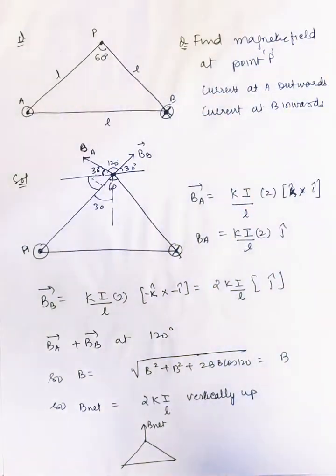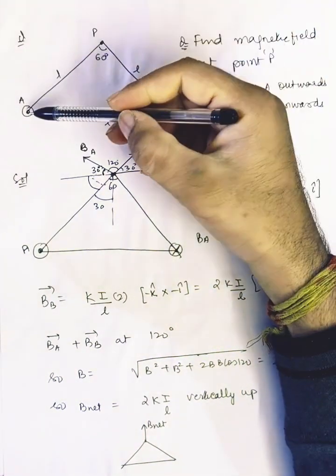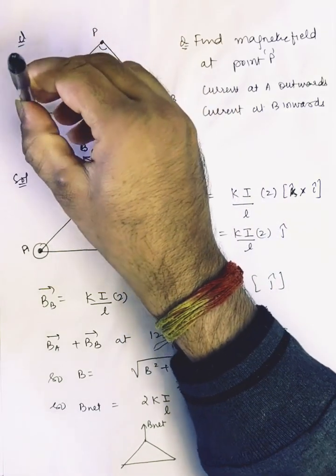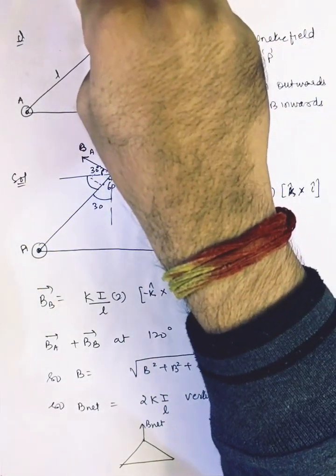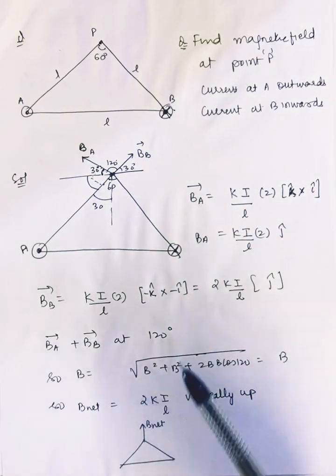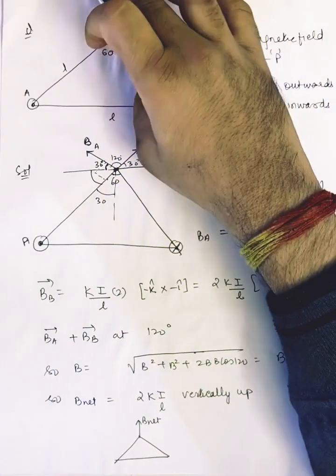Now see, we have a wire, find the magnetic field at point P. So a wire is coming out like this, you can see the pen nib, and the one wire is going down. And for this we have to find out the magnetic field at point P. And this is an equilateral triangle.